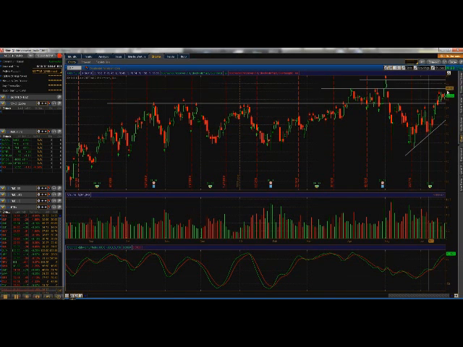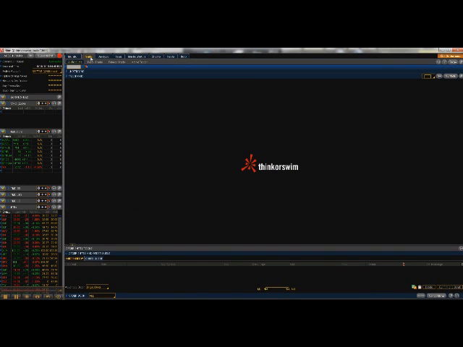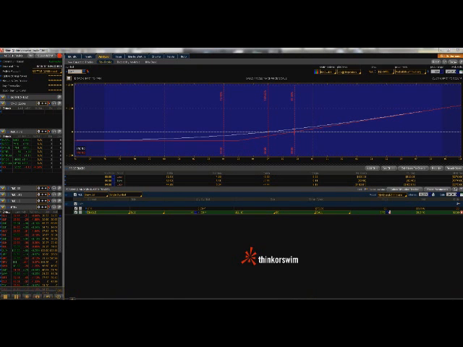The momentum's not there, and we might just taper off and touch support before we go higher. So this trade at this moment is not worth it one bit. So what do we do in situations like this?